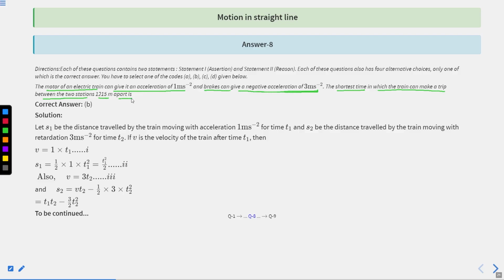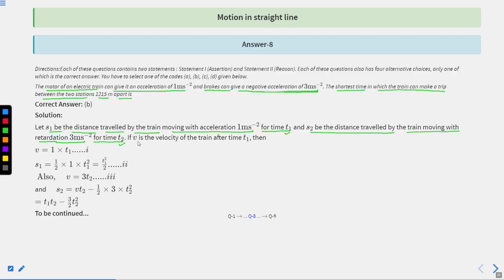The stations are some meters apart. To find the solution, let S1 be the distance traveled by the train moving with acceleration 1 meter per second square for time t1, and S2 be the distance traveled by the train moving with retardation 3 meter per second square for time t2.